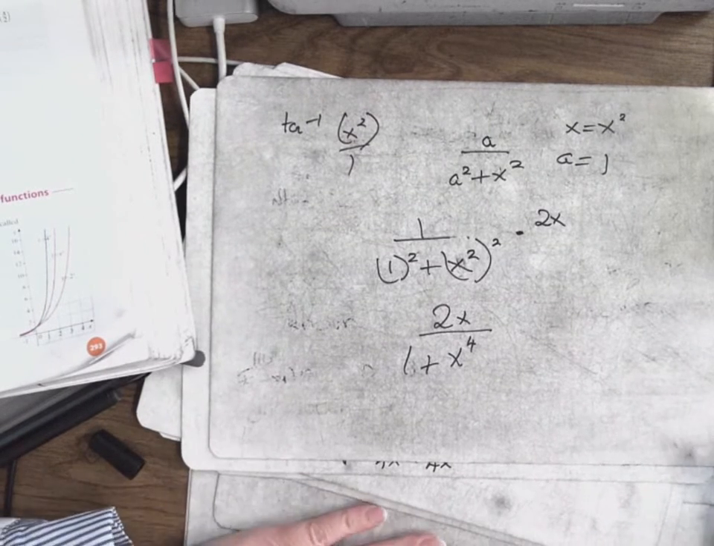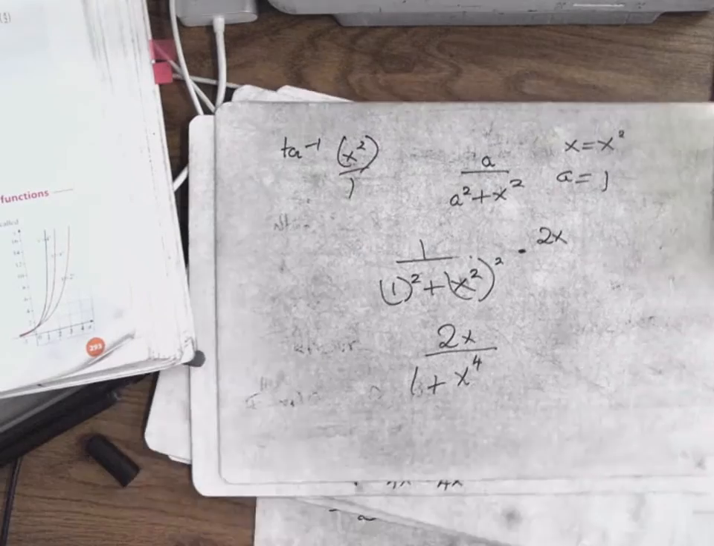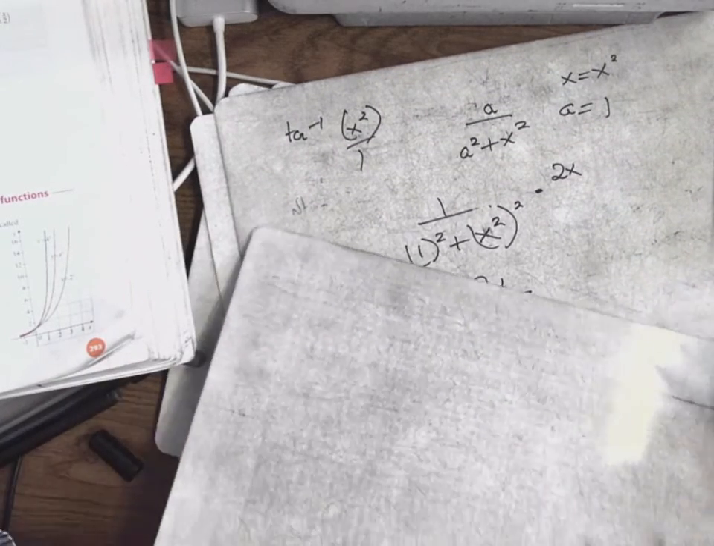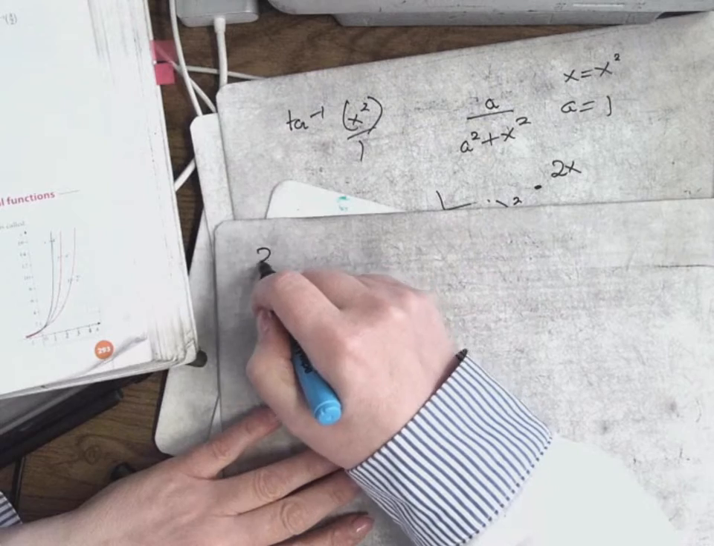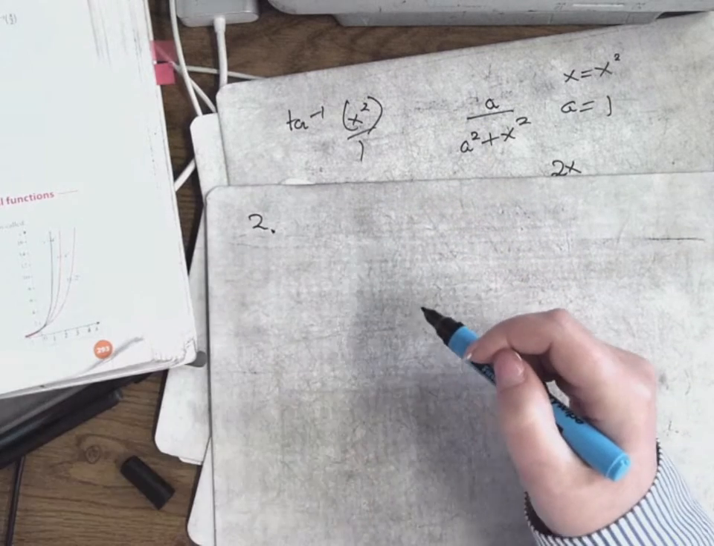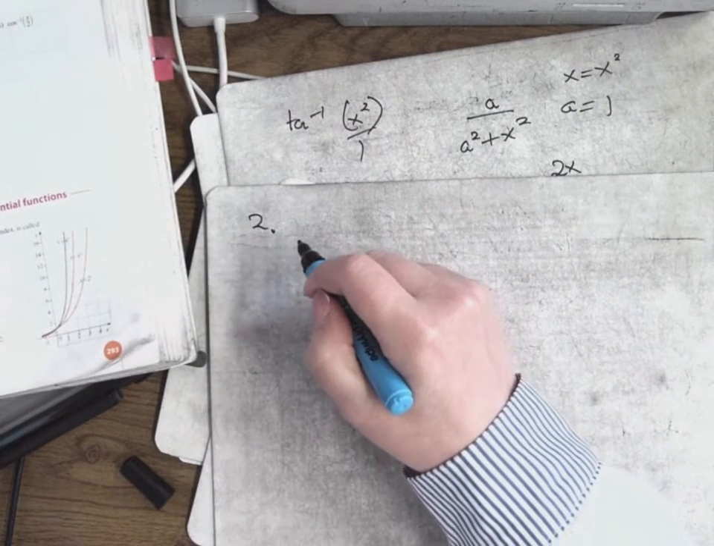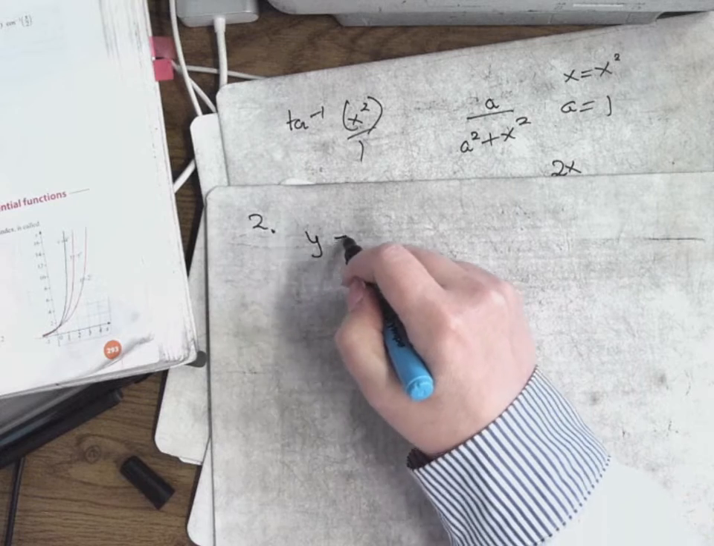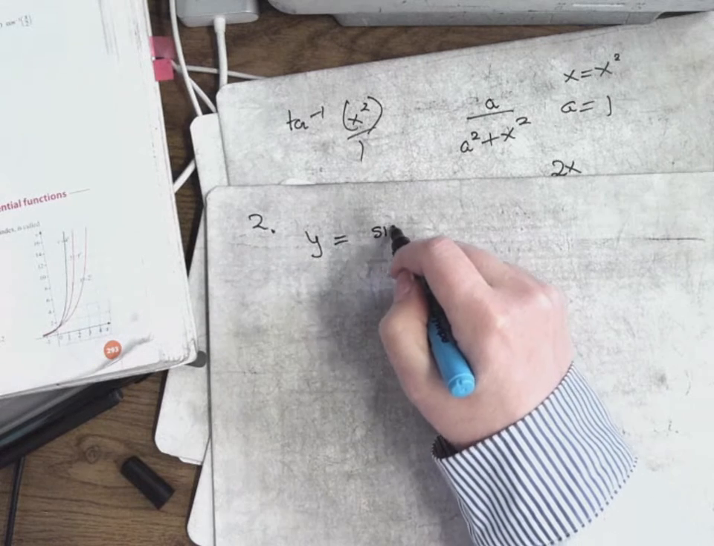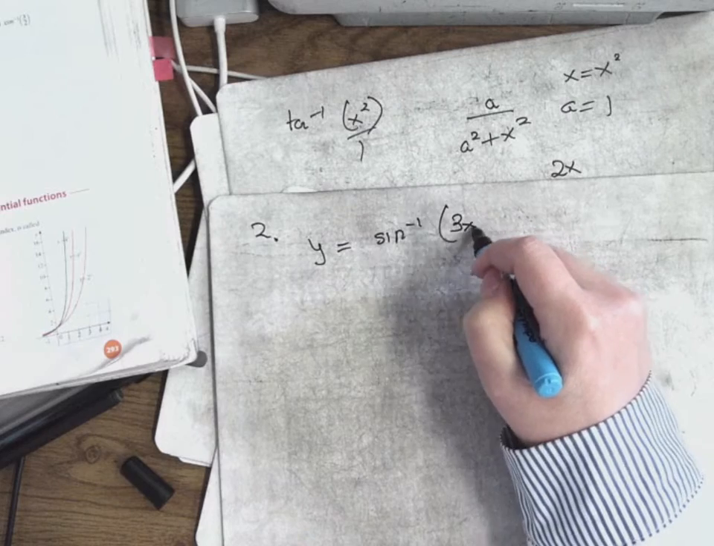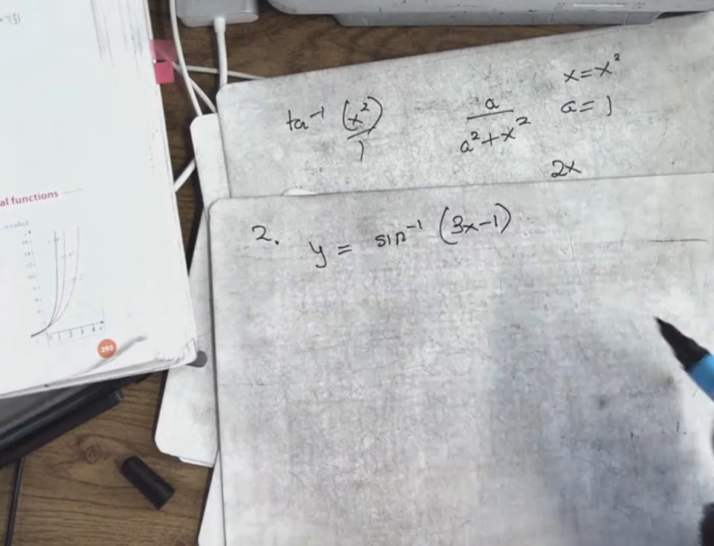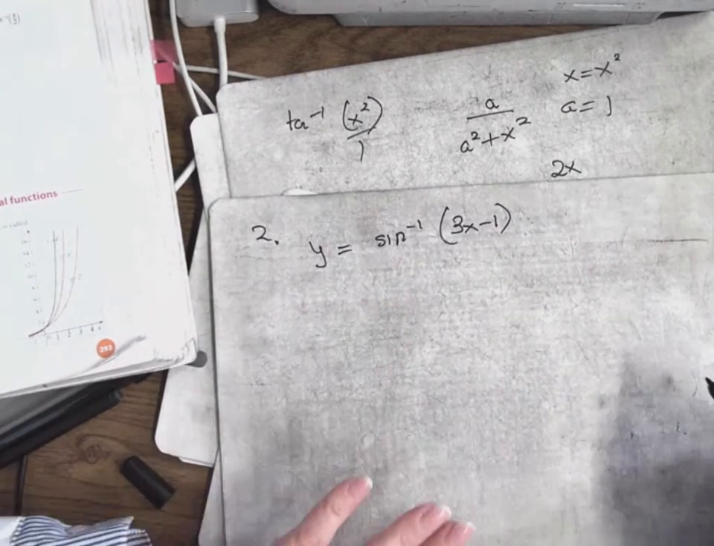Right, okay, that's all of number 1. Number 2. So y is equal to the inverse sine of 3x minus 1, and they give me the answer. Okay, so they give me the answer, so I'm going to get the answer.